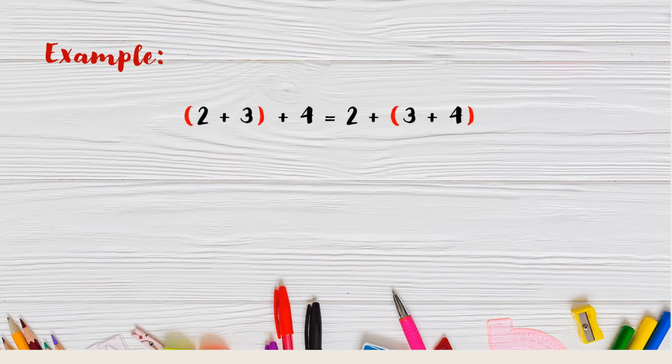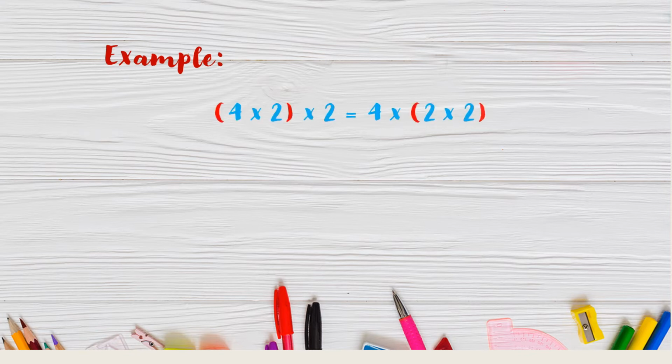For example, the quantity of 2 plus 3, plus 4, is equal to 2 plus the quantity of 3 plus 4. Let us check if both sides of the expression are equal. The quantity of 2 plus 3 is equal to 5, plus 4. 5 plus 4 is equal to 9. The quantity of 3 plus 4 is equal to 7, plus 2. 2 plus 7 is equal to 9. Therefore, both expressions are equal.